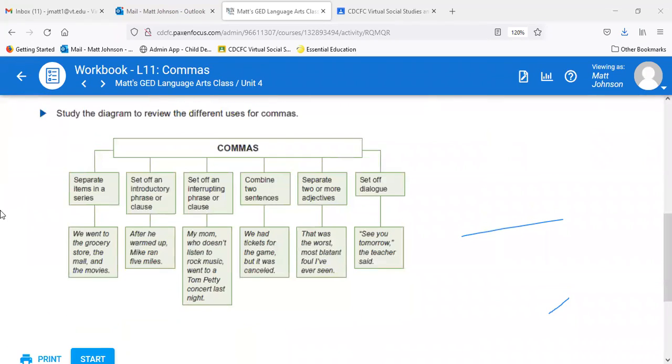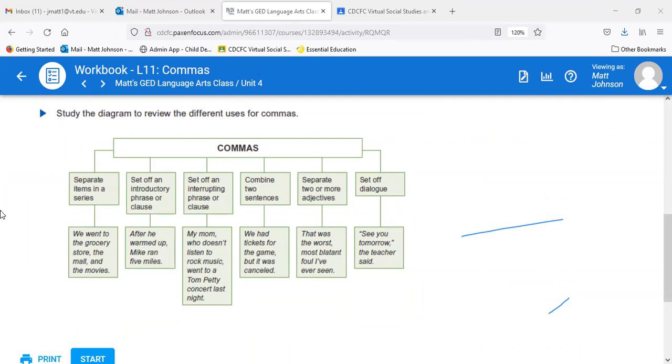So let's take a look here. Here's a great web to show us again. Looking at separate items in the series, like we did before: we went to the grocery store, comma, the mall, comma, and the movies. Set off an introductory phrase or clause.